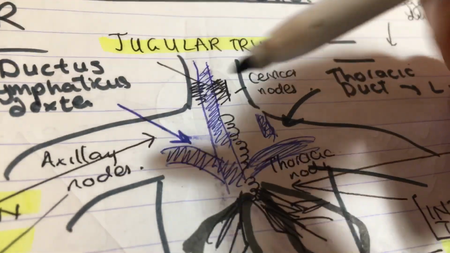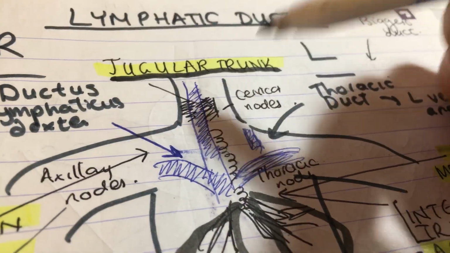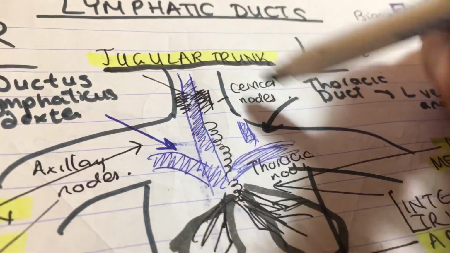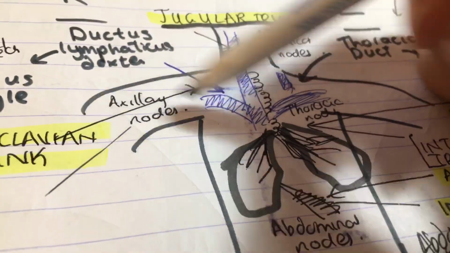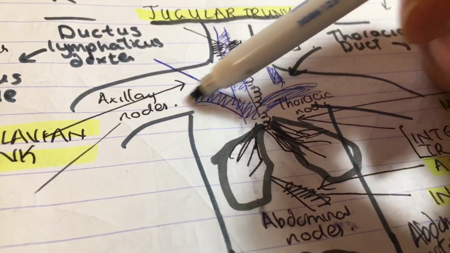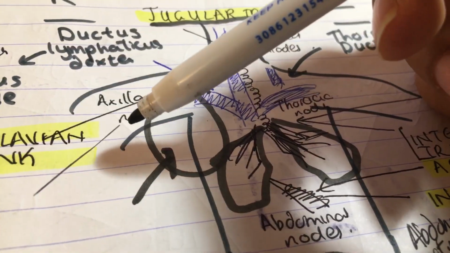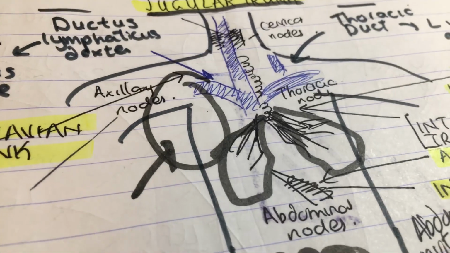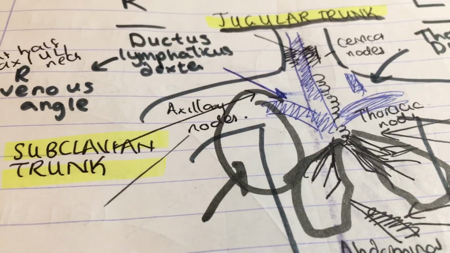Then in the region of the neck, the internal jugular vein here, your external jugular vein, you're going to have the jugular trunk here. Finally, you're going to have your subclavian trunk, which goes towards the axilla, which is this region, your armpit region, and also your basically upper limb region. That's going to be your subclavian trunk.